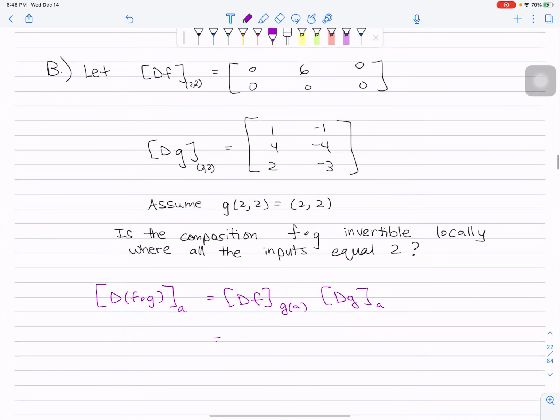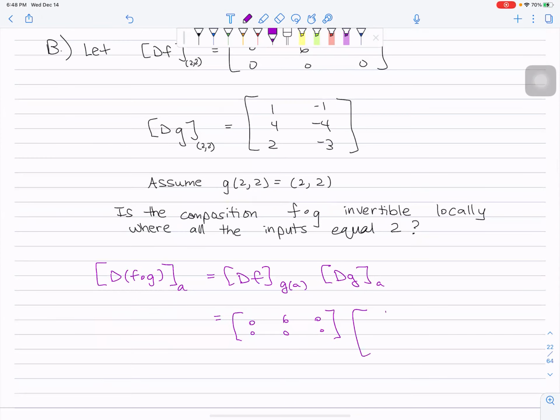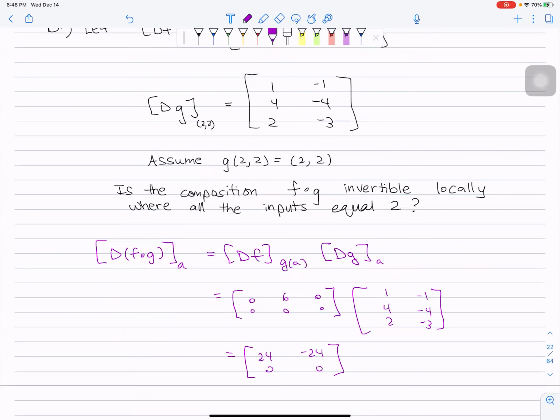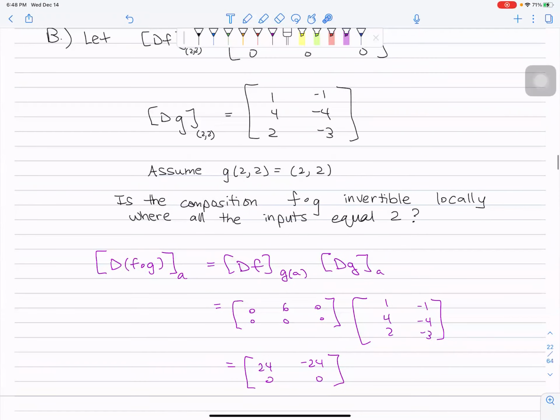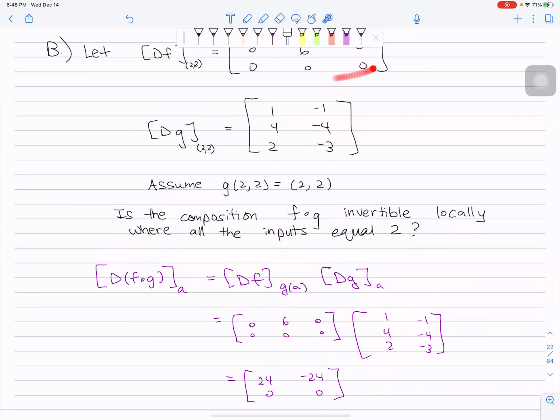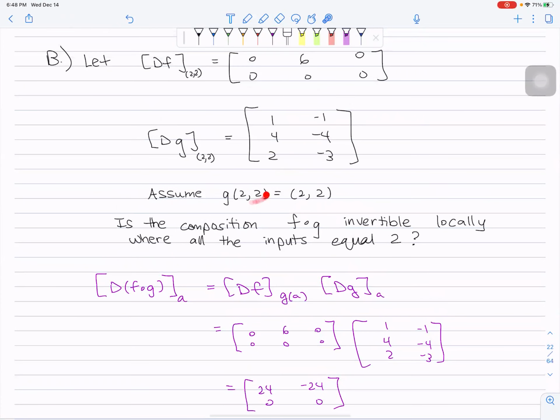They gave me df. It's 0, 0, 6, 0, 0, 0. They also give me dg, so I can copy dg. I do this matrix multiplication and I get 24, negative 24, 0, 0. Note that the reason I could just take the matrices they gave me is because g at A, where A is 2, 2, is still 2, 2. So that's why these inputs are both 2, 2s.